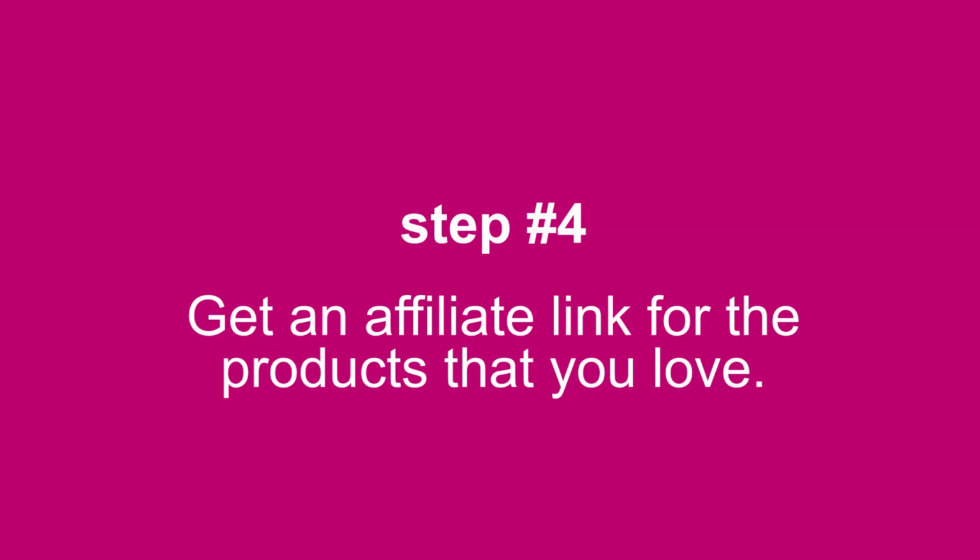The fourth step for how to generate passive income is to get an affiliate link for the products that you love. So what you can do is on ClickBank, you sign up for the platform, and then when you find a product that you actually like that solves the problem, you don't even have to sign up for anything. You just go ahead and grab the link, and then you can promote it to your email list.